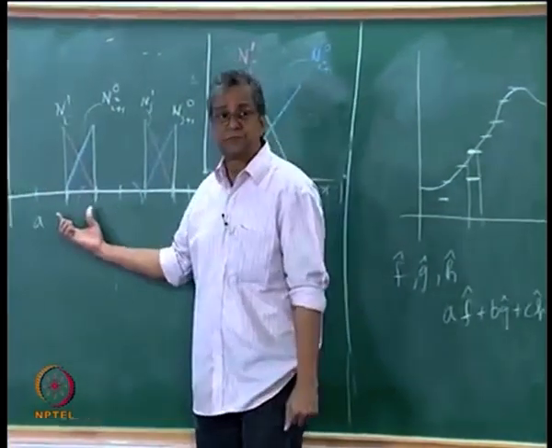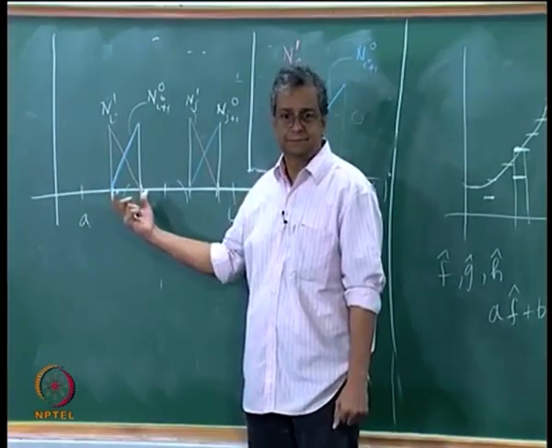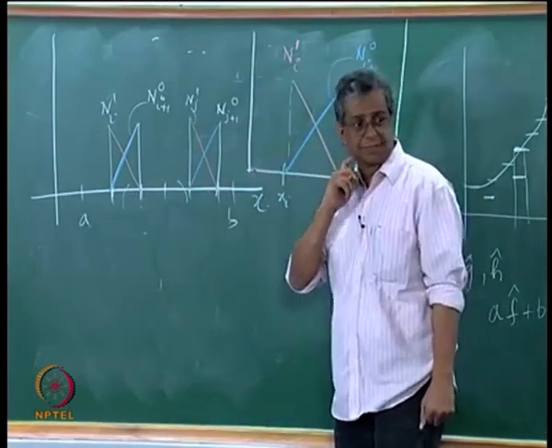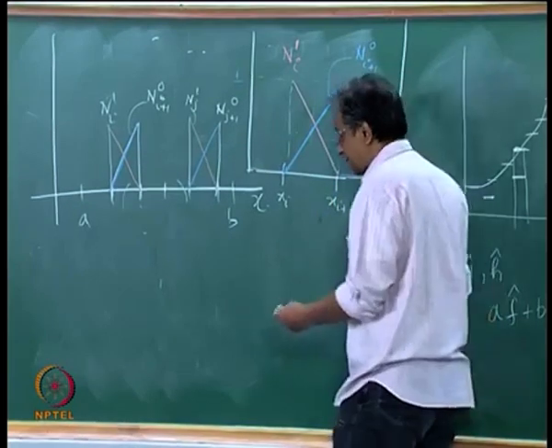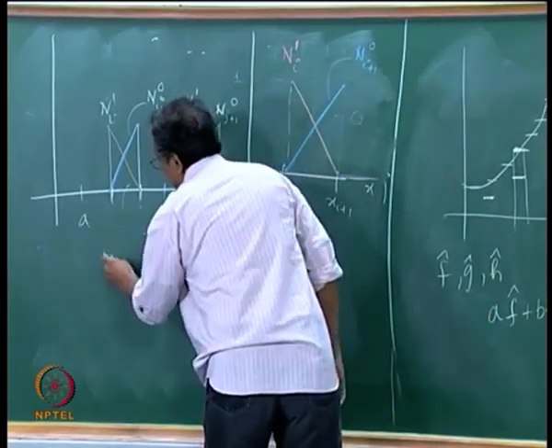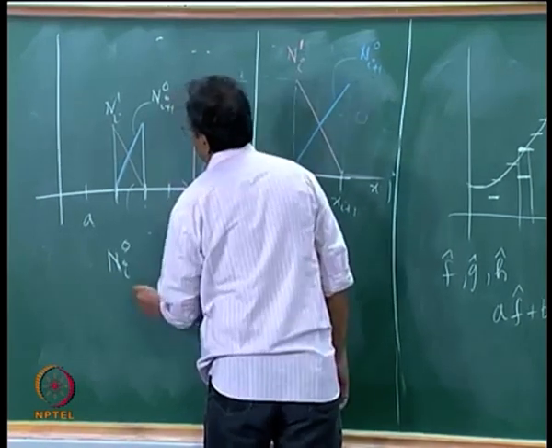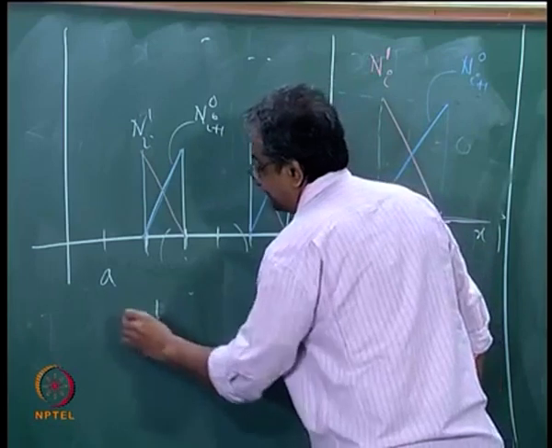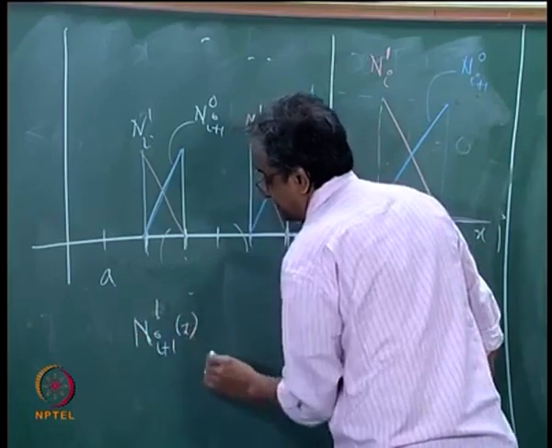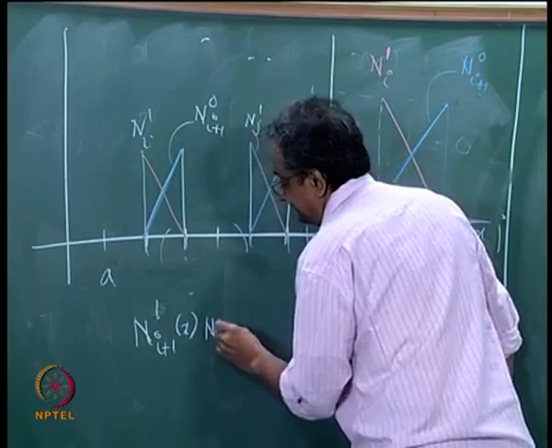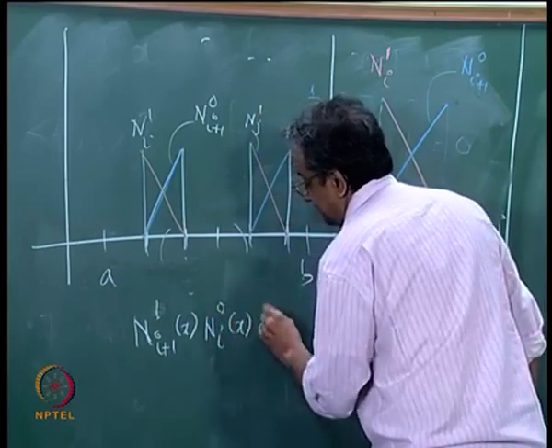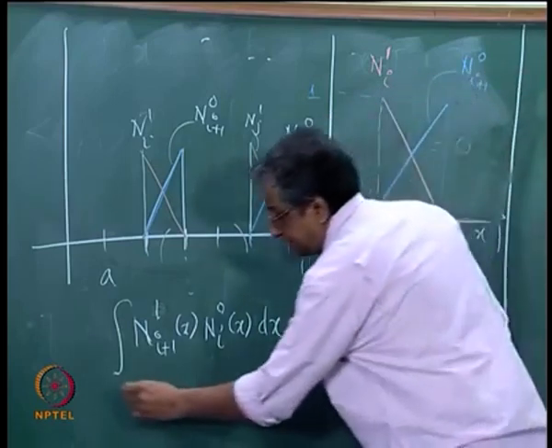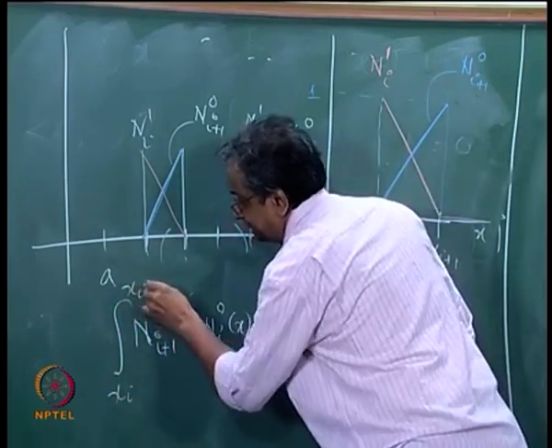But what about the two functions to each other? The two functions are obviously not orthogonal to each other. So what is that dot product? What is ni plus 1 dotted with ni 0, the integral of ni plus 1 of x times ni 0 of x dx? It is 0 everywhere except from xi to xi plus 1.